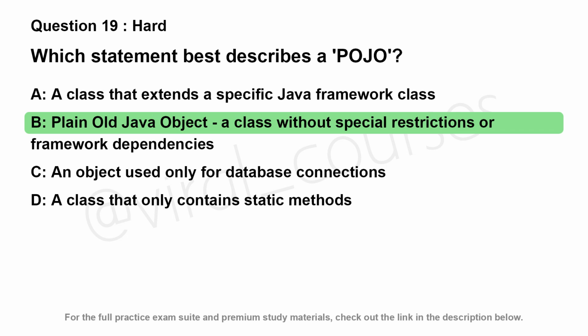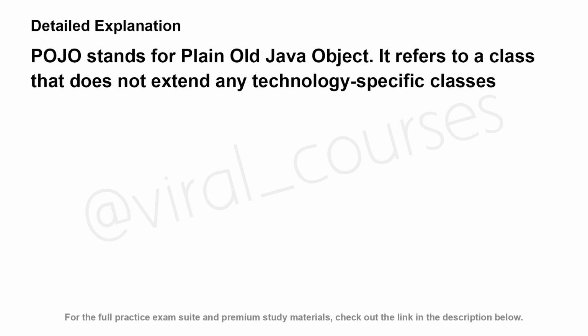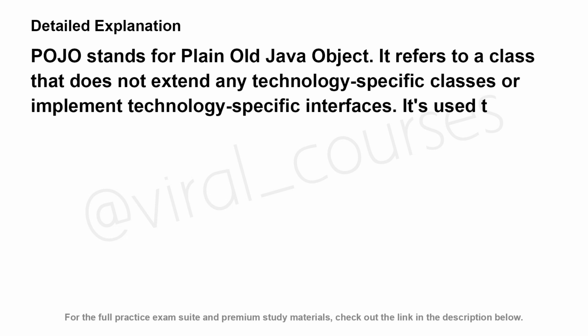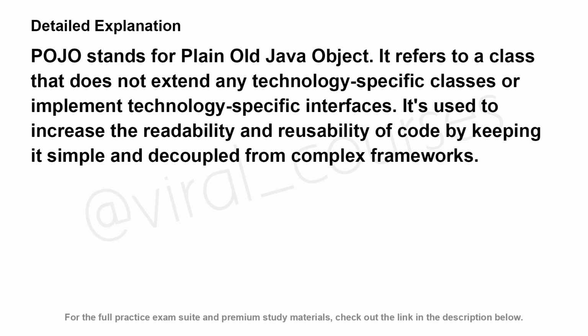The correct answer is B. POJO stands for plain old Java object. It refers to a class that does not extend any technology-specific classes or implement technology-specific interfaces. It's used to increase the readability and reusability of code by keeping it simple and decoupled from complex frameworks.